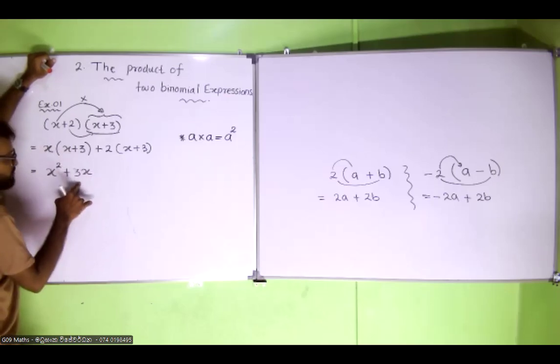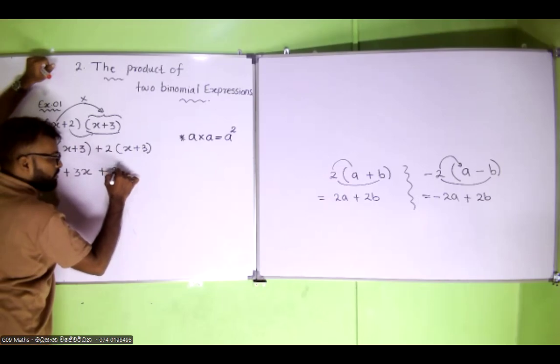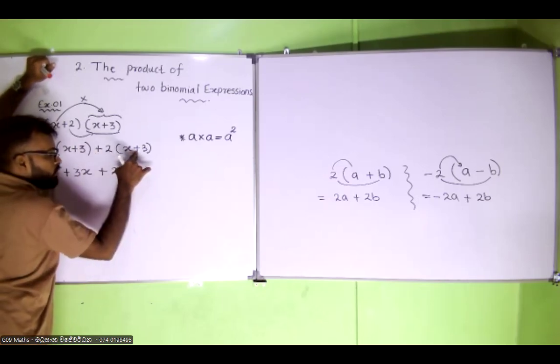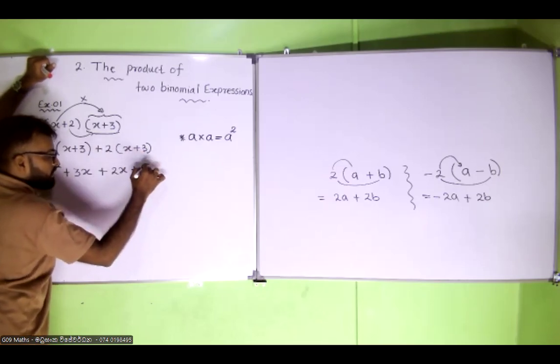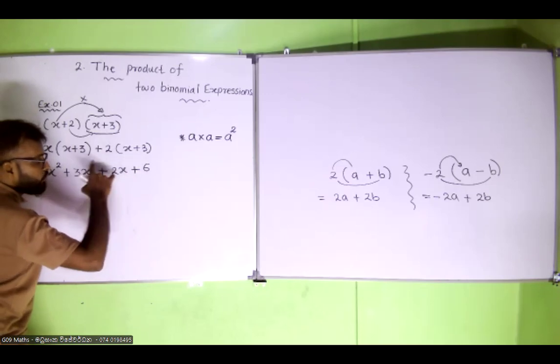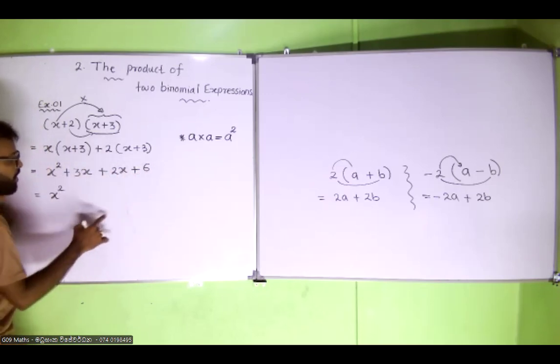So this is it. Positive into positive, 2 into x, 2x. Positive into positive, 2 into 3, 6. Okay, but easy, right? Here we have an x square term. No x square term here, right? So write it x square.